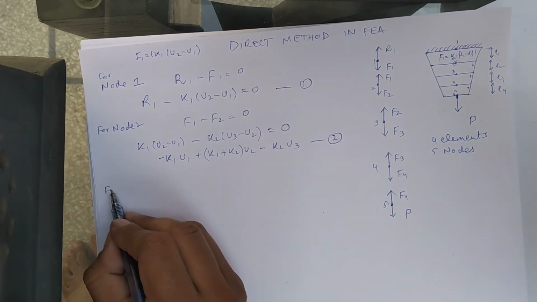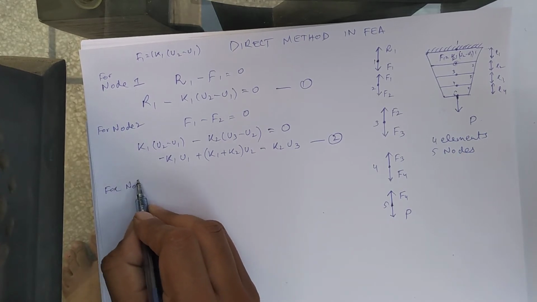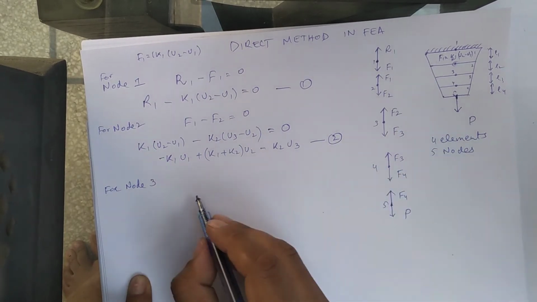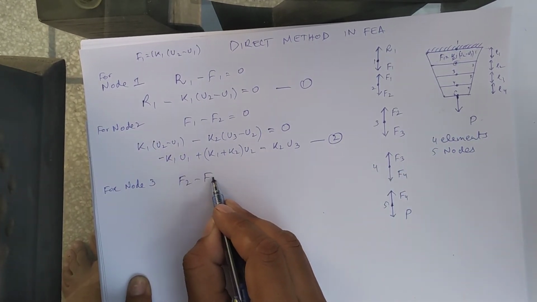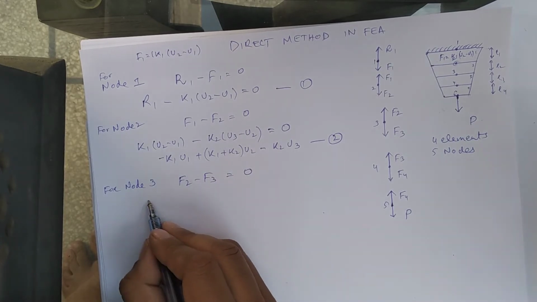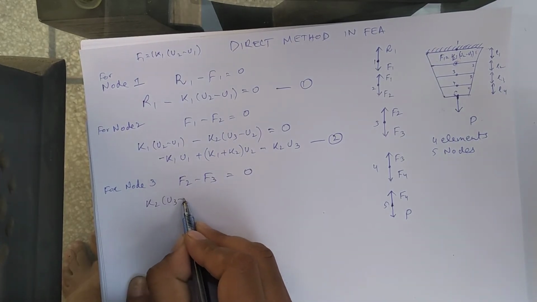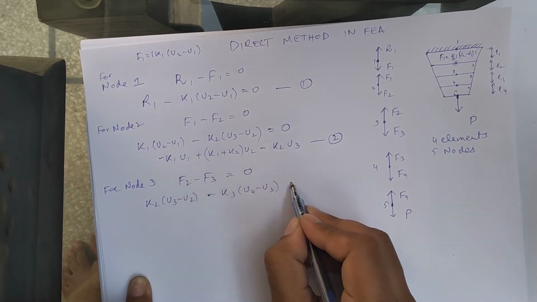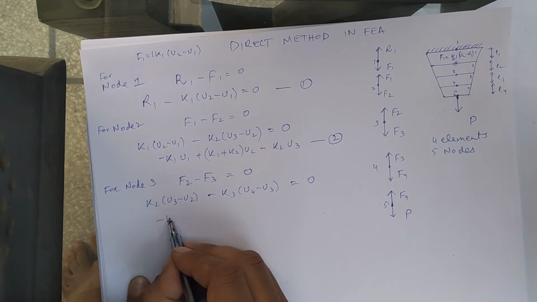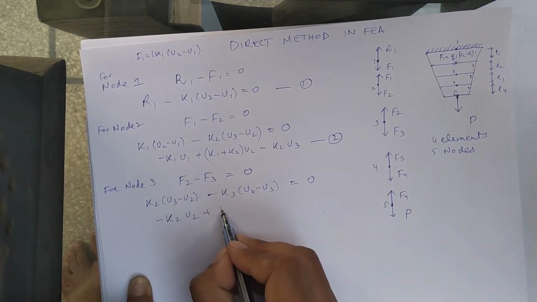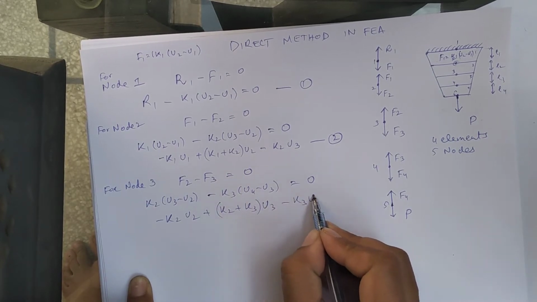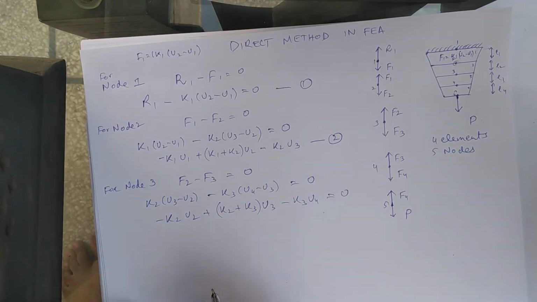Then for node number 3, we have the equation F2 minus F3 is equal to 0. So that will be K2 into U3 minus U2 minus K3 into U4 minus U3 is equal to 0. We can simplify it: minus K2 U2 plus K2 plus K3 times U3 minus K3 U4 is equal to 0. So this is equation number 3 for node number 3.